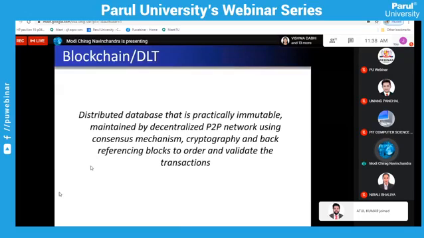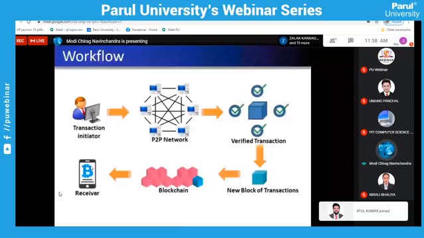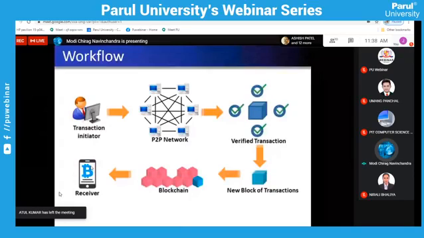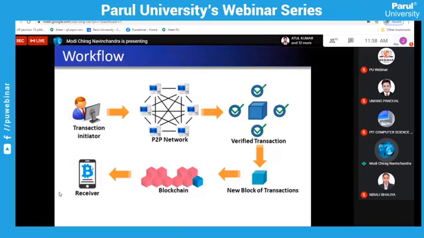So let's see the working of the blockchain. This is the common workflow of the blockchain. Consider there is a transaction initiator and a receiver; in a transaction system there will always be one sender and one receiver. And as I said, blockchain has a peer-to-peer network instead of a centralized authority. The transaction initiator will initiate the transaction and send it to the peer-to-peer network, saying I want to send this data to this particular receiver.